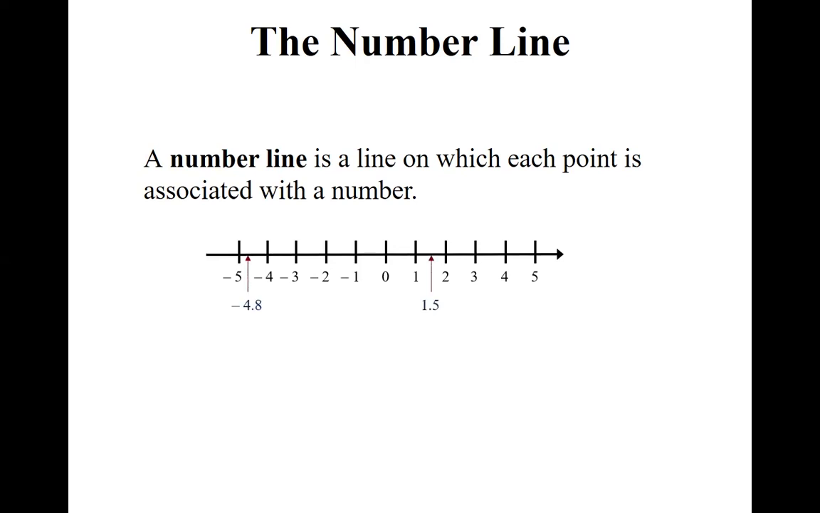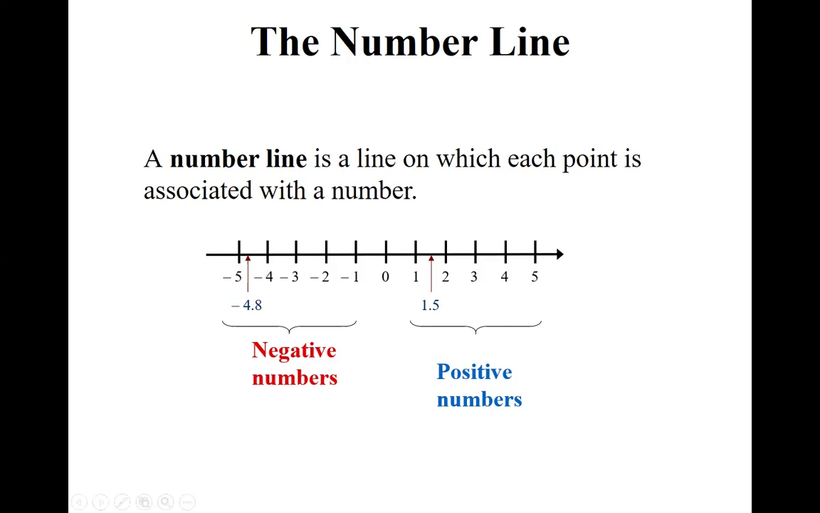There is negative 4.8. There is positive 1.5. We're separated into the negative and the positive numbers. Negative on the left, positive on the right. The left and right of what? The left and right of 0.